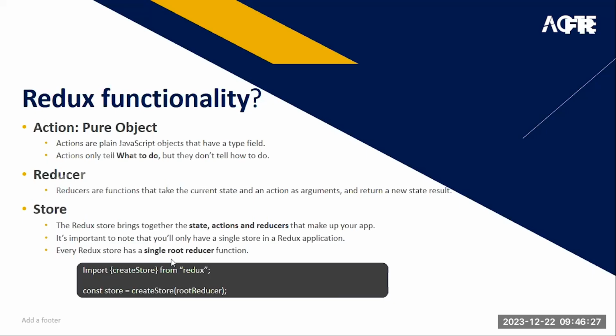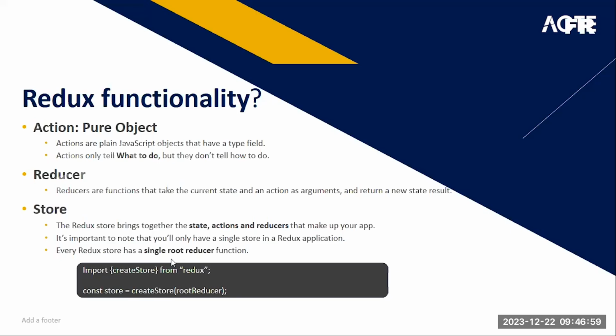So the third thing is the store. The Redux store brings together the state, action, and reducers that make up your application. It's important to note that you will only have a single store in a Redux application. You cannot create multiple stores. Every Redux store has a single root reducer function. So we have a root reducer function that is only a single one.